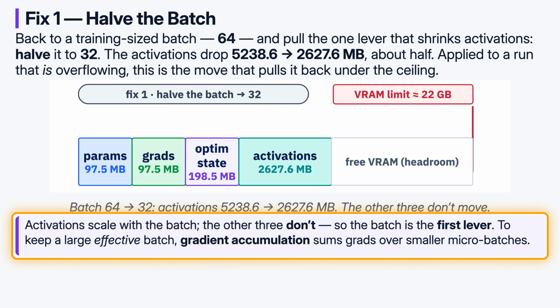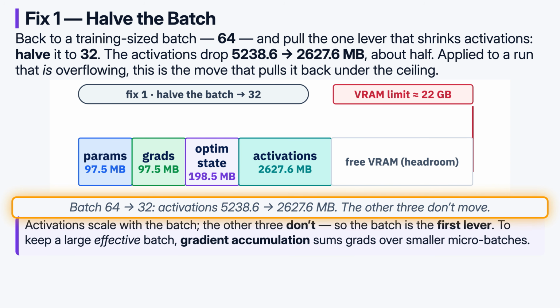Activations scale with the batch. The other 3 do not. So the batch is the first lever. To keep a large effective batch, gradient accumulation sums grads over smaller micro batches. Batch 64 to 32. Activations roughly halve. The other 3 do not move.